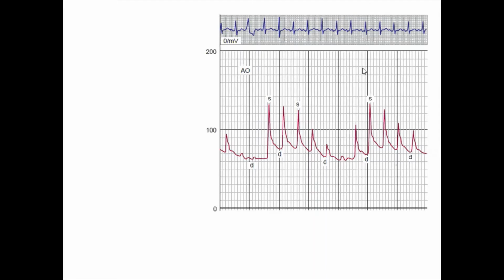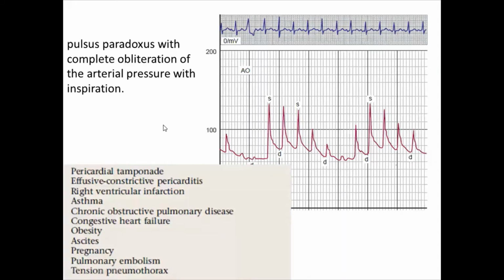But if I can imagine, for example, if I calculate from here, 1, 2, 3, 4, 5, 6, 7, 8, 9, 10, almost 15 heartbeats. At least there is a phase of inspiration and expiration, and there is a change in the aortic pressure with respiration. So there is a decrease in blood pressure with respiration, and we call this pulsus paradoxus. Okay? So pulsus paradoxus with complete obliteration of the arterial pressure with inspiration.